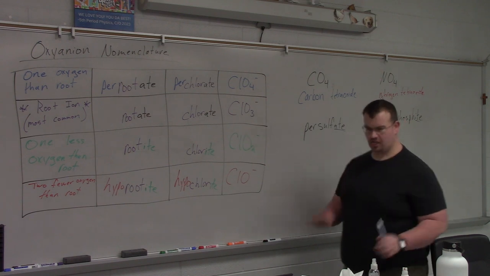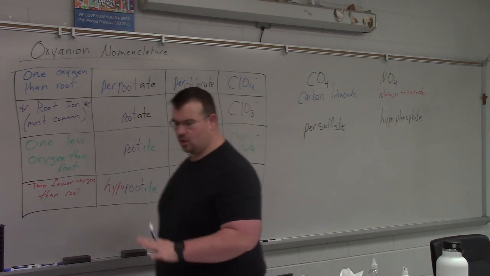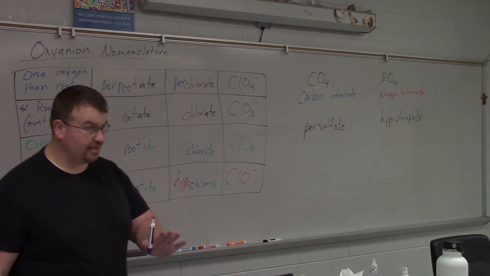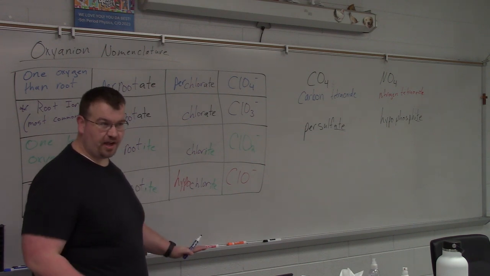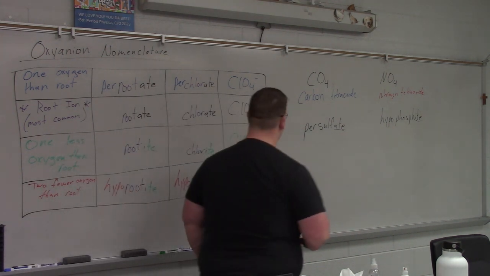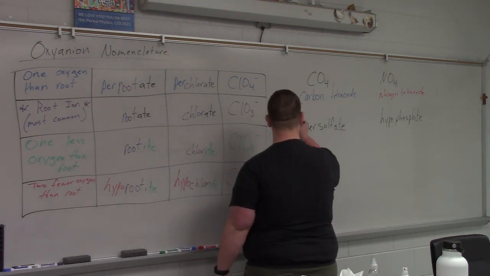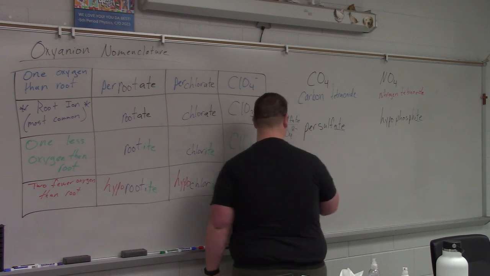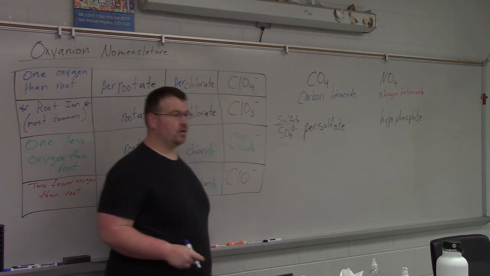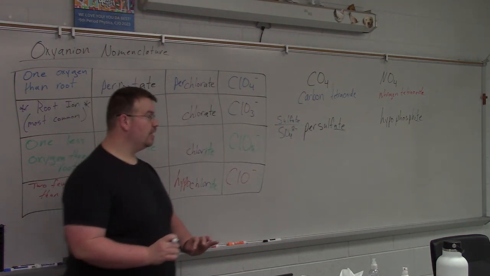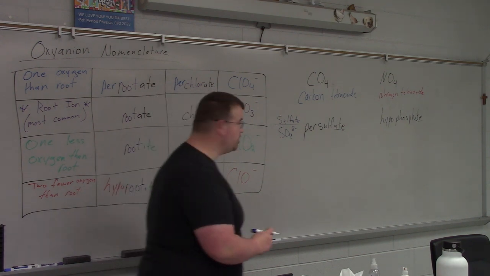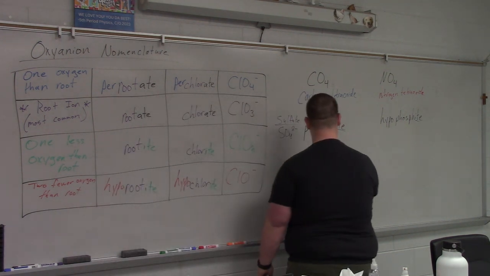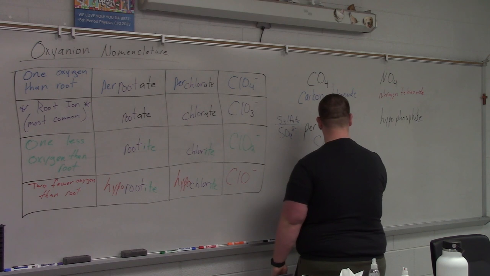Persulfate. Stop. Persulfate, we base it off of sulfate. So we have to remember sulfate. Sulfate, SO4 2 negative. I got it, Mr. Hall. Per means we add an oxygen. SO5 2 negative. All right.